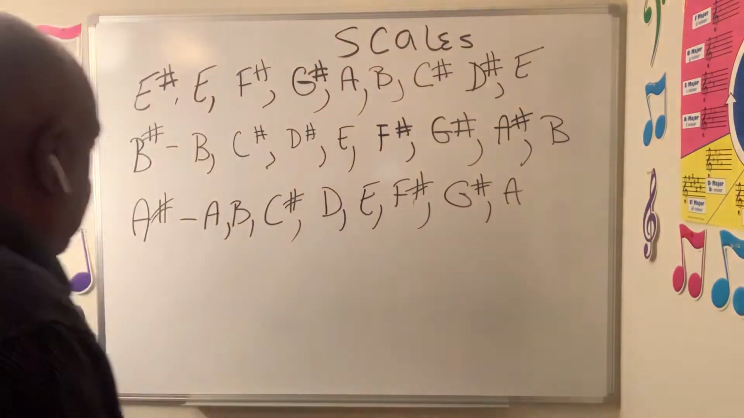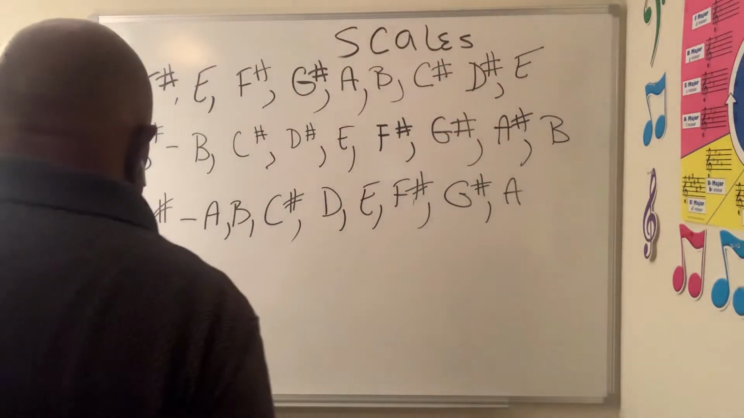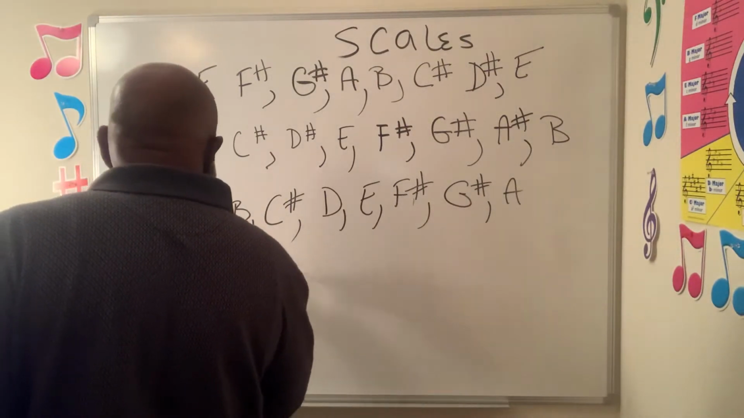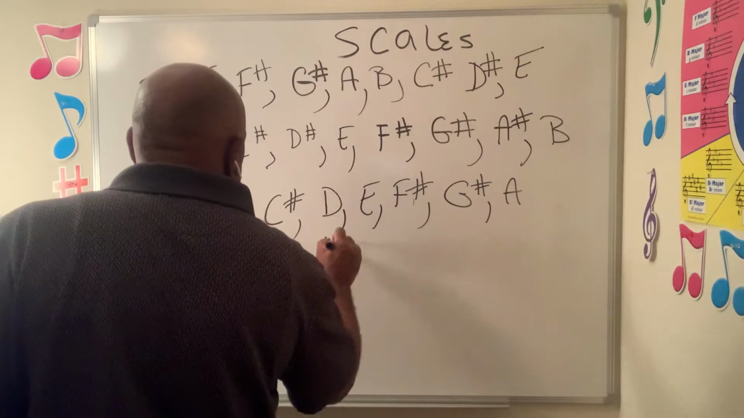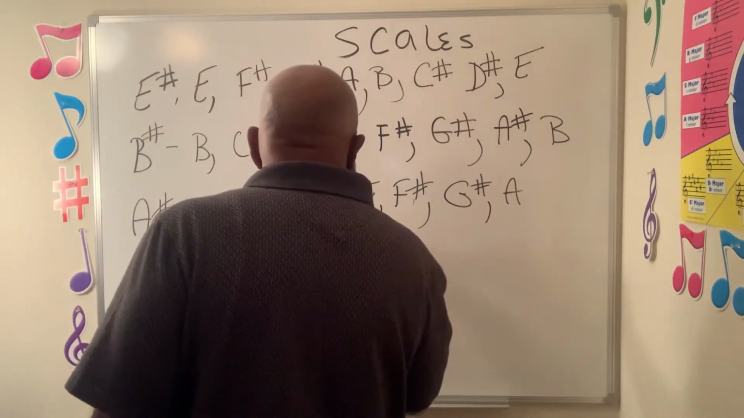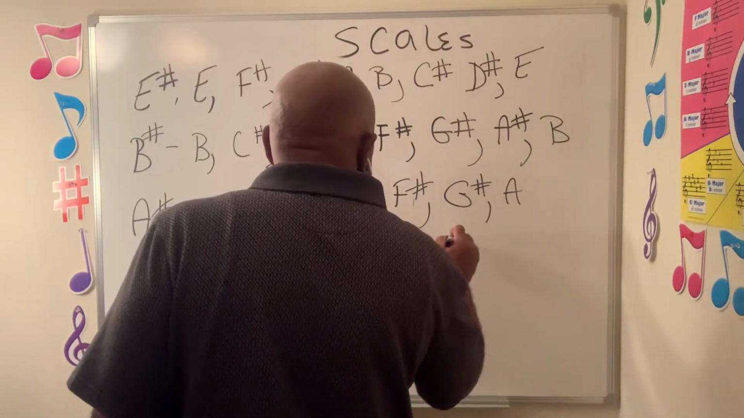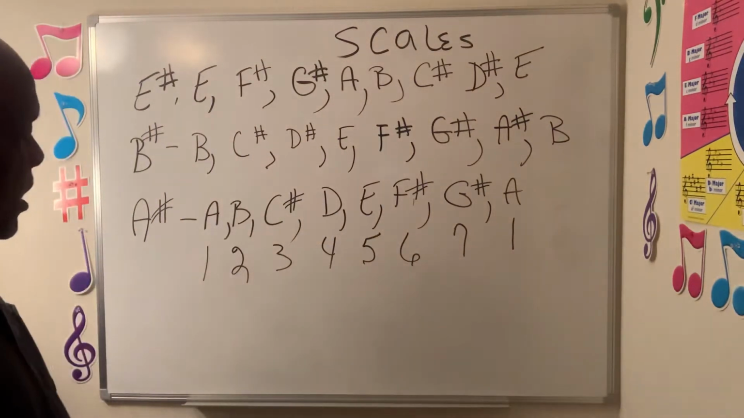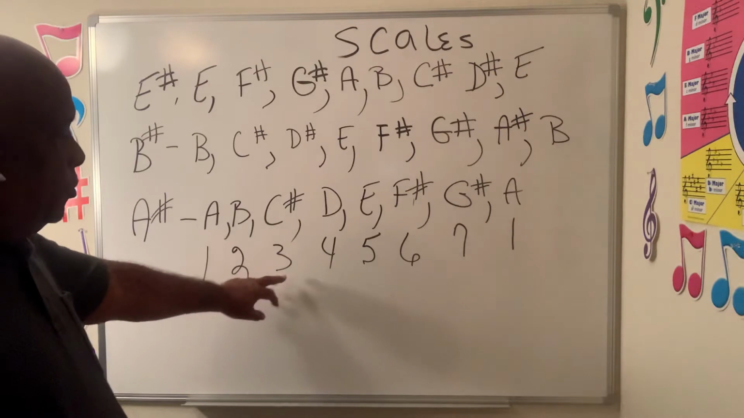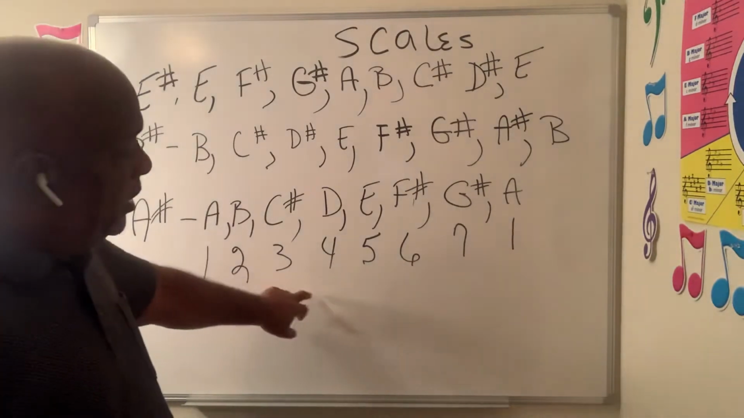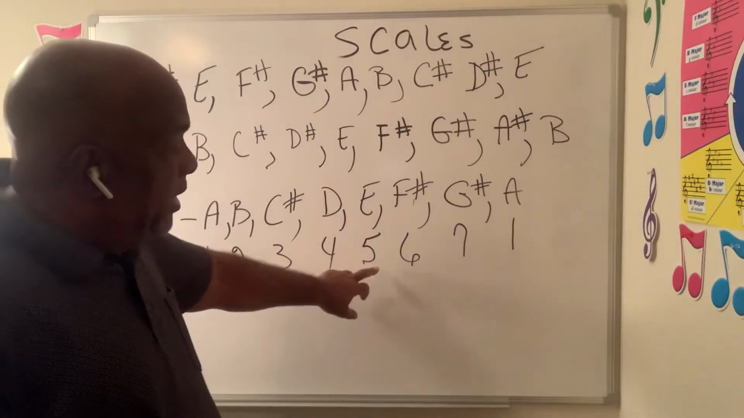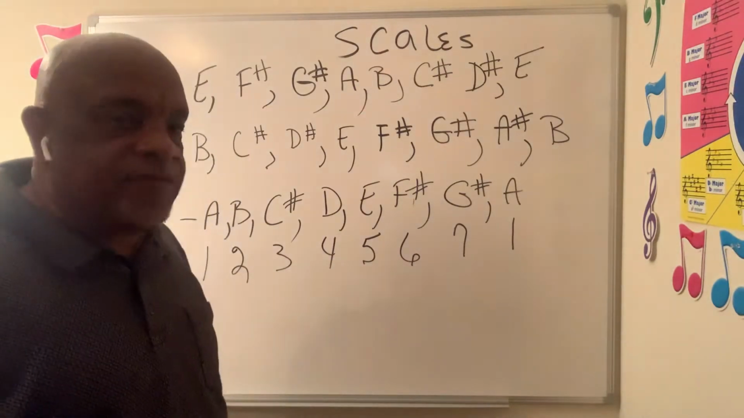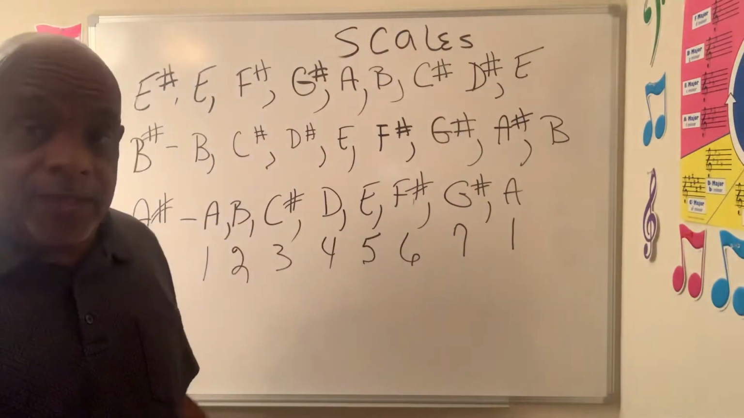So let's do the last one, the A major scale. You got 1, 2, 3, 4, 5, 6, 7, and 1. A is the 1, B is the 2, C sharp is the 3, D is the 4, E is the 5, F sharp is the 6, G sharp is the 7, back to the 1, A.